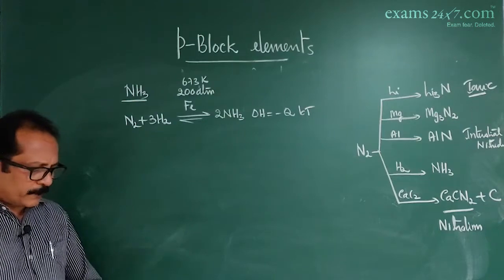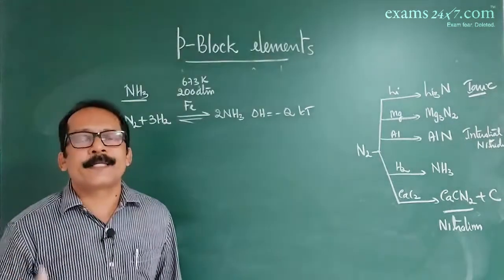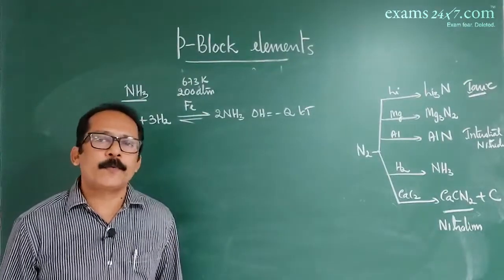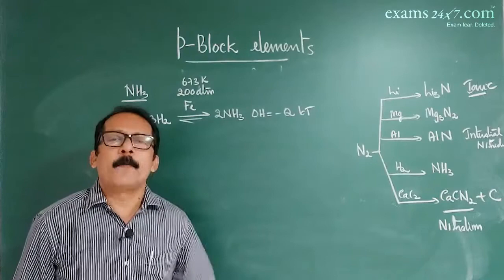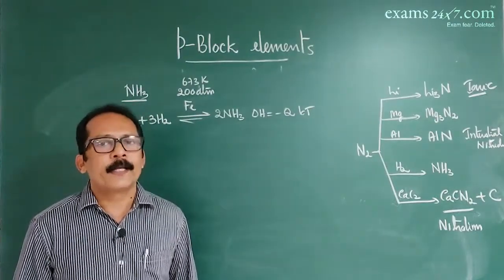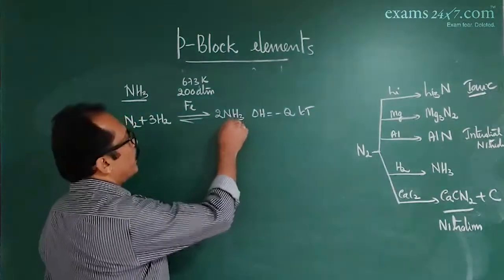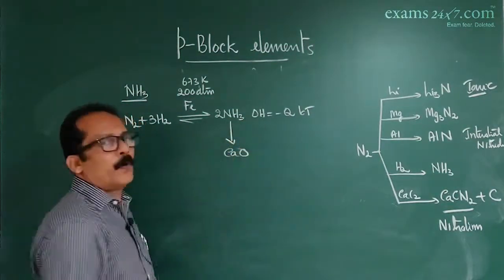Now, after obtaining the gas, it is dried by treating with calcium oxide, not with another drying agent. When you take sulphuric acid, ammonia reacts with sulphuric acid to give a salt. Therefore, it is treated with calcium oxide. So ammonia is dried by treating with calcium oxide.